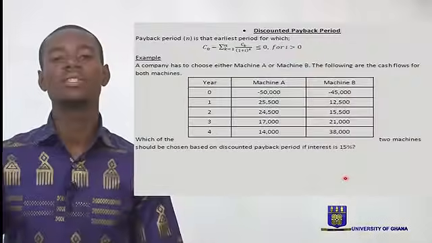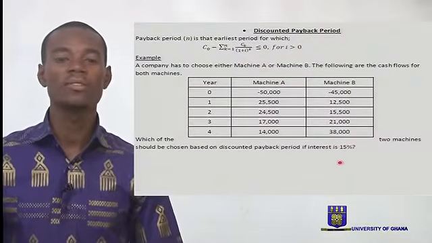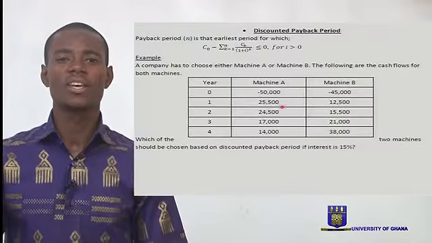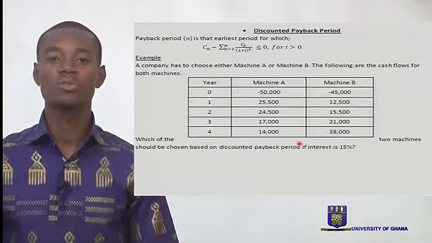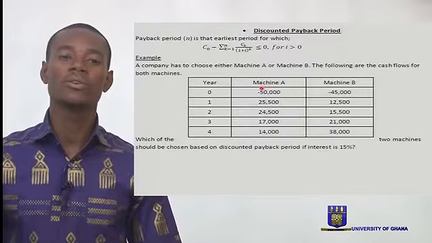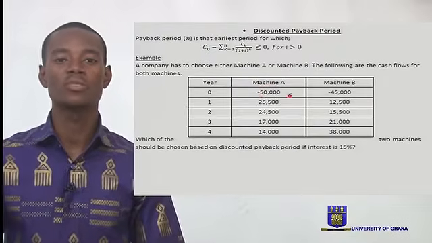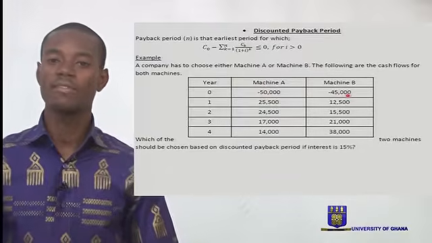Now, if we are supposed to decide on which of the machines to acquire, what we want to do here, using the discounted payback period technique, is to evaluate the payback period of these two machines independently and find out the one that pays back our investment within the shortest possible time. The machine that gives us the shortest possible time should be the most viable machine. Like I said, this approach only considers the time frame within which we are supposed to recover our investment, which in this case is 50,000 and 45,000 respectively.